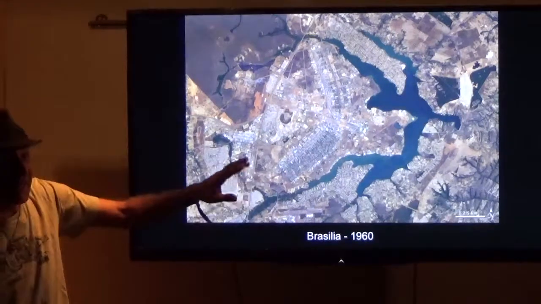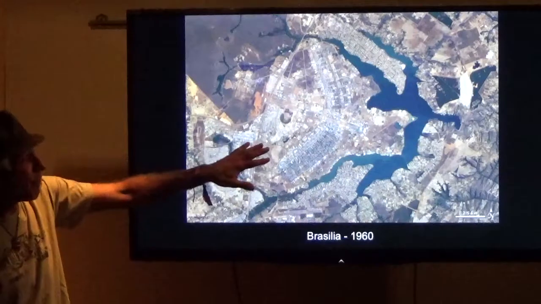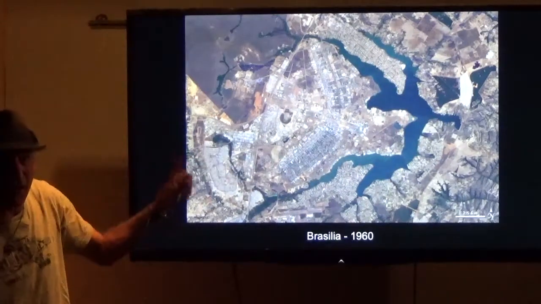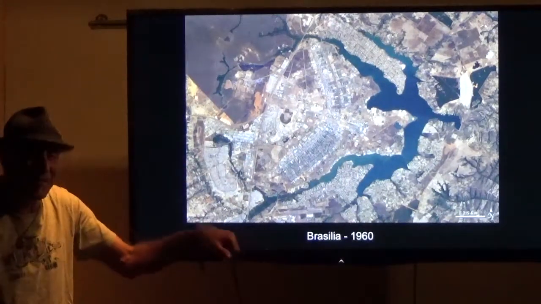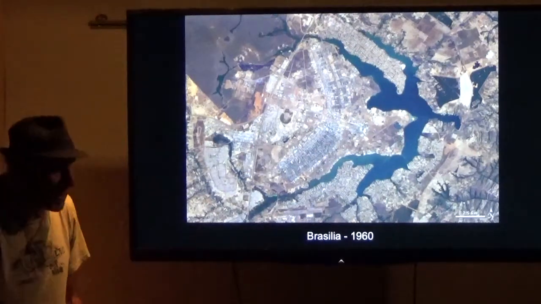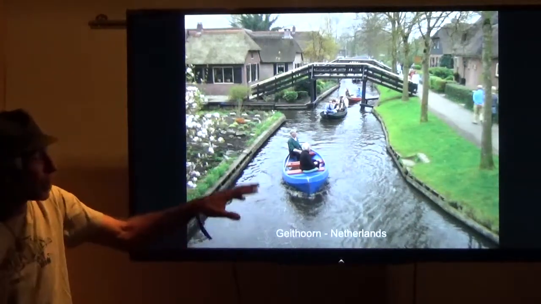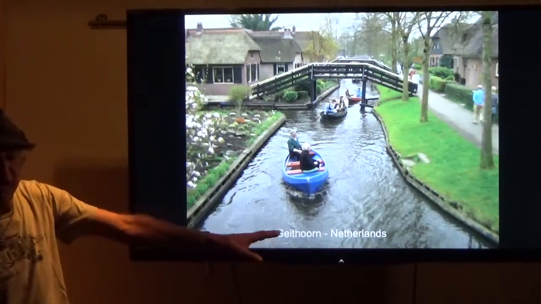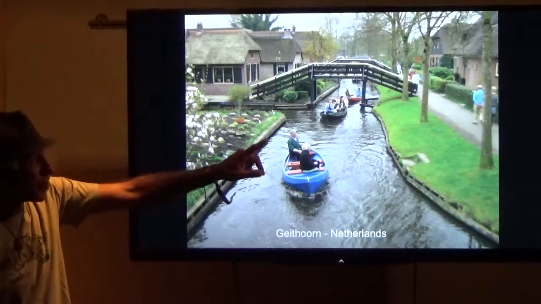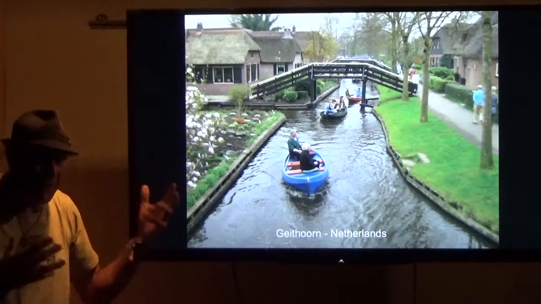This is Brasilia. Now Brasilia is built around this huge dam and lake. The unfortunate part about Brasilia is it's not on human scale. It was designed in 1960 based around the automobile, so it's a sprawling, very austere, inhospitable place to live. But once we start to integrate water on human scales, this is a little village in the Netherlands where there are only walkways and waterways to get around to all the houses. And this is how I want to live.